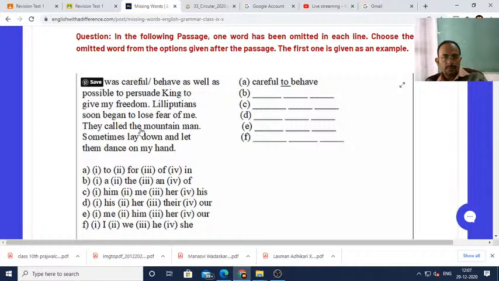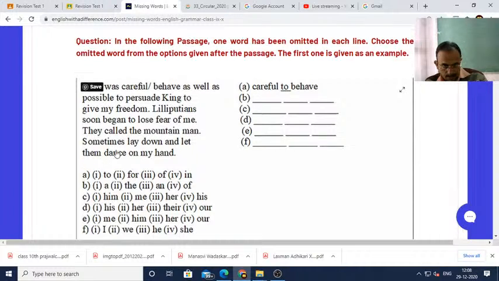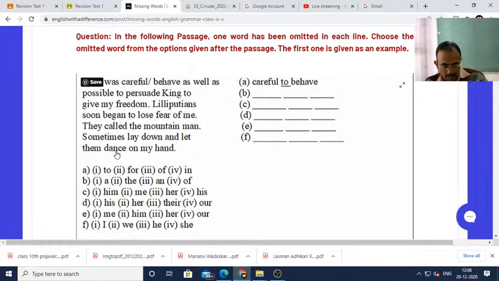They called the mountain man. So number E. Let's find out. They called... what shall be the answer? You tell me. They called me the mountain man.